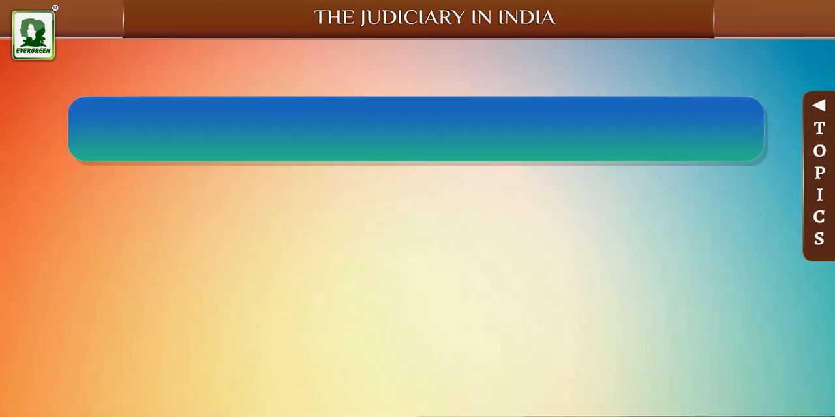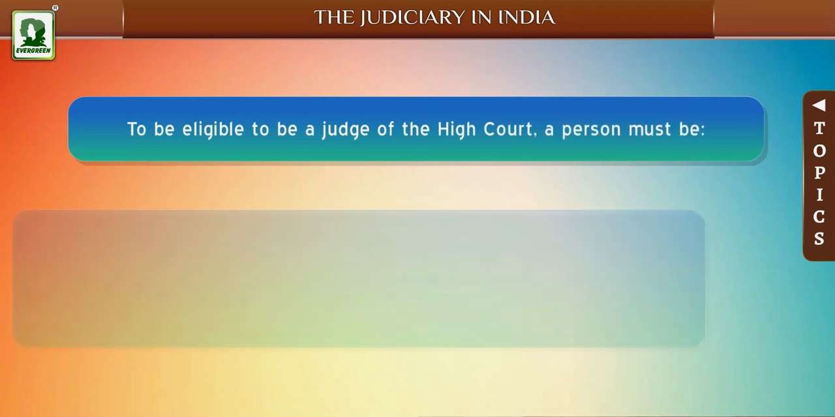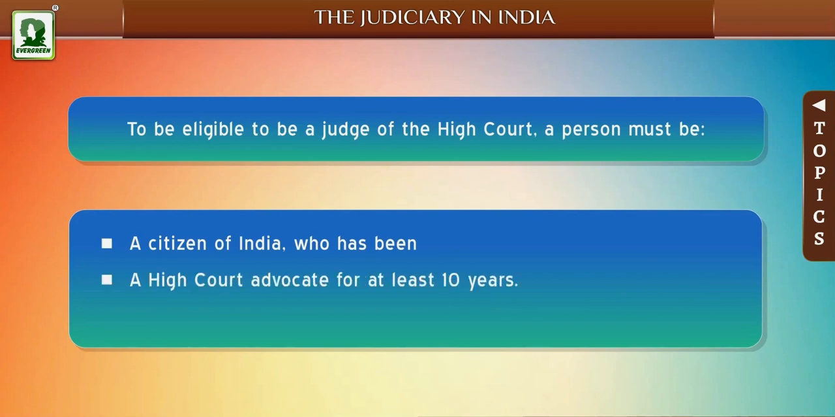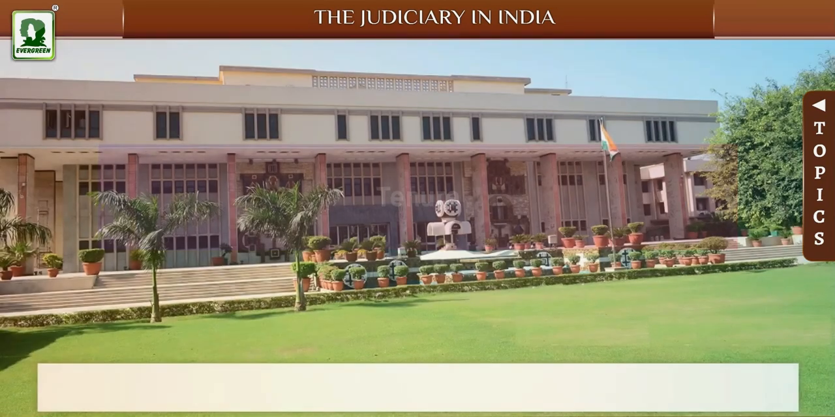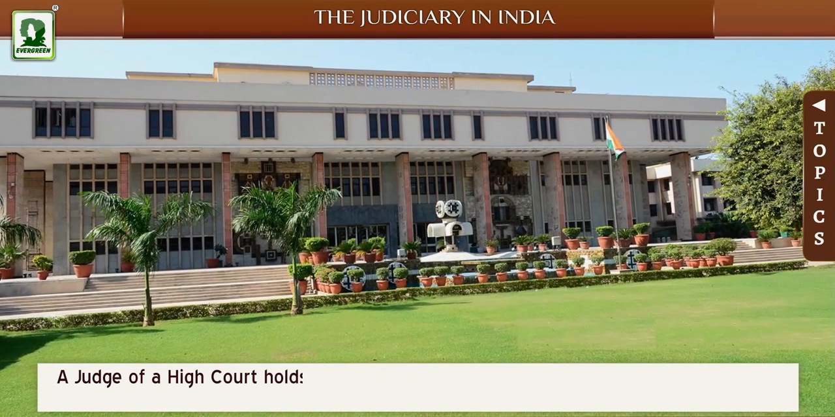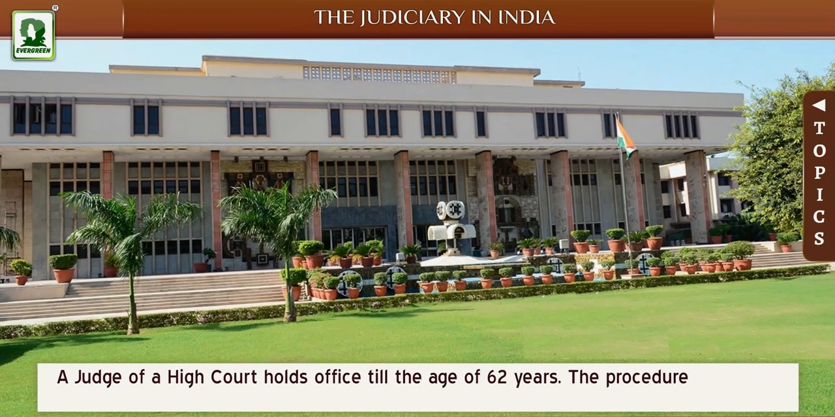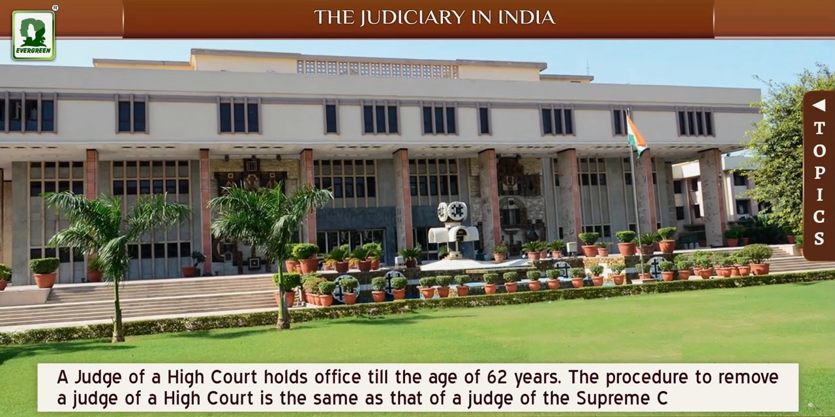Eligibility. To be eligible to be a judge of the High Court, a person must be a citizen of India who has been a High Court advocate for at least 10 years, or a holder of a judicial office in India for at least 10 years. Tenure. A judge of a High Court holds office till the age of 62 years. The procedure to remove a judge of a High Court is the same as that of a judge of the Supreme Court.